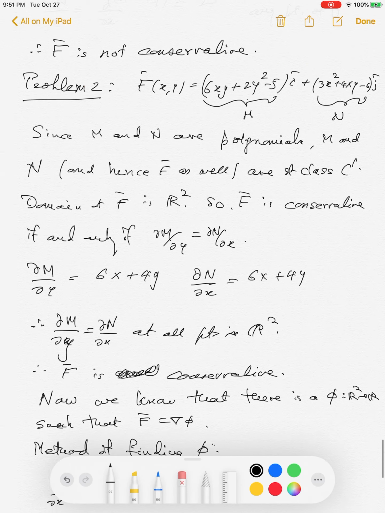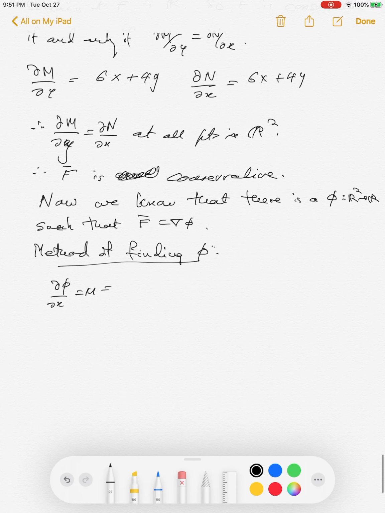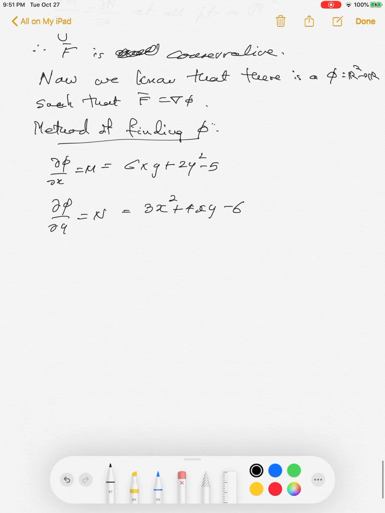So let me illustrate that in this problem. So what do we know? We know that d phi/dx must be M, which is 6xy plus 2y squared minus 5, and d phi/dy is N, which is 3x squared plus 4xy minus 6. So now, given these two things, finding phi, this is your first experience of solving a partial differential equation. Finding a function of two variables whose both partials are given to you.